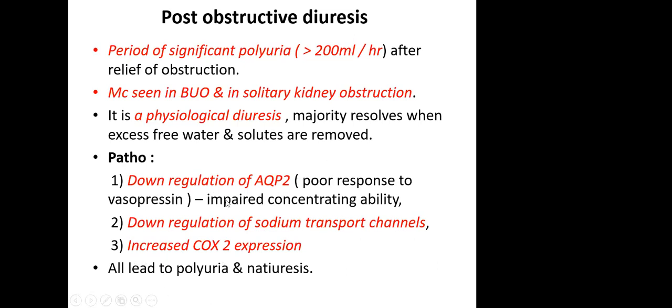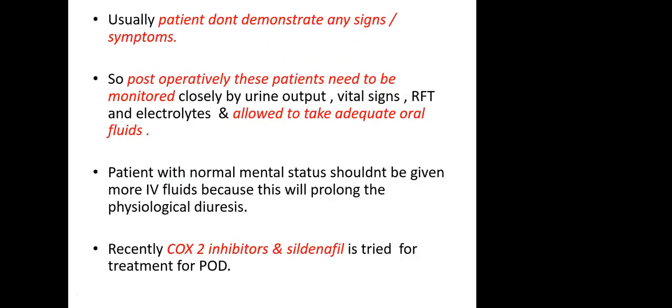All these three factors are responsible for the increased urine output. That is, there is a significant polyuria at the post-operative level after you treat a bilateral urinary tract obstruction. These changes, post-obstructive diuresis (POD), are also seen in unilateral obstruction, but as already told, all these changes are more specific for bilateral urinary tract obstruction.